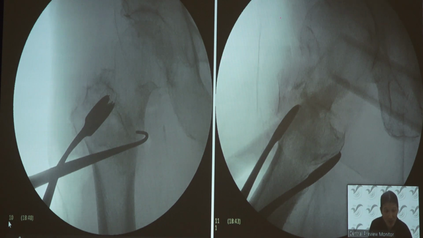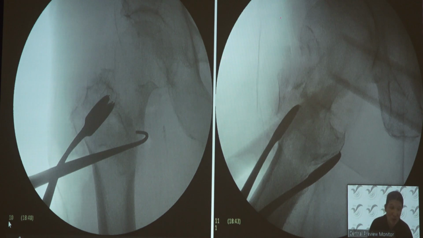So if I cannot reduce it and get my perfect entry portal, those are the timing that I consider changing my plan into the bipolar hemiarthroplasty rather than the fixation with the TFNA.